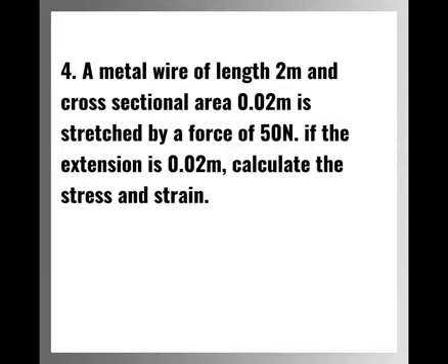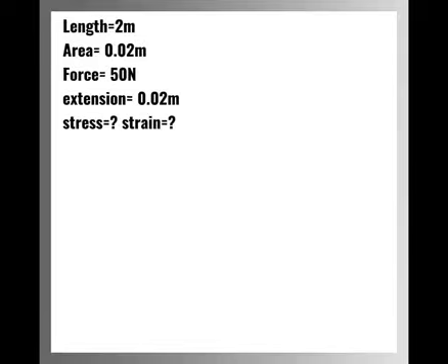A metal wire of length 2 meters and cross-sectional area 0.02 meters is stretched by a force of 50 Newton. If the extension is 0.02 meters, calculate the stress and strain. So listing out our parameters. Length equals 2 meters. Area equals 0.02 meters. Force equals 50 Newton. Extension equals 0.02 meters. And we're asked to find stress and strain.